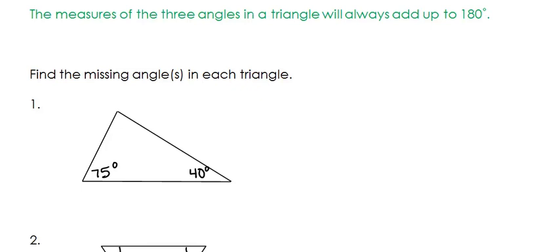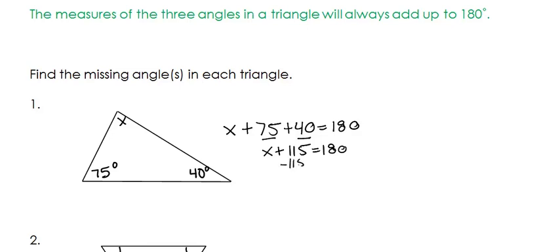So for this first example, I'm trying to find the unknown angle, call it x. I know that the three angles add up to 180, so that's how I write my equation. X plus 75 plus 40 adds up to 180. And then I just need to solve my equation using the algebra you learned last year. 75 plus 40, that's 115. Then I can subtract that 115 from both sides, and I end up with x equals 65. So the last angle of that triangle is 65 degrees.